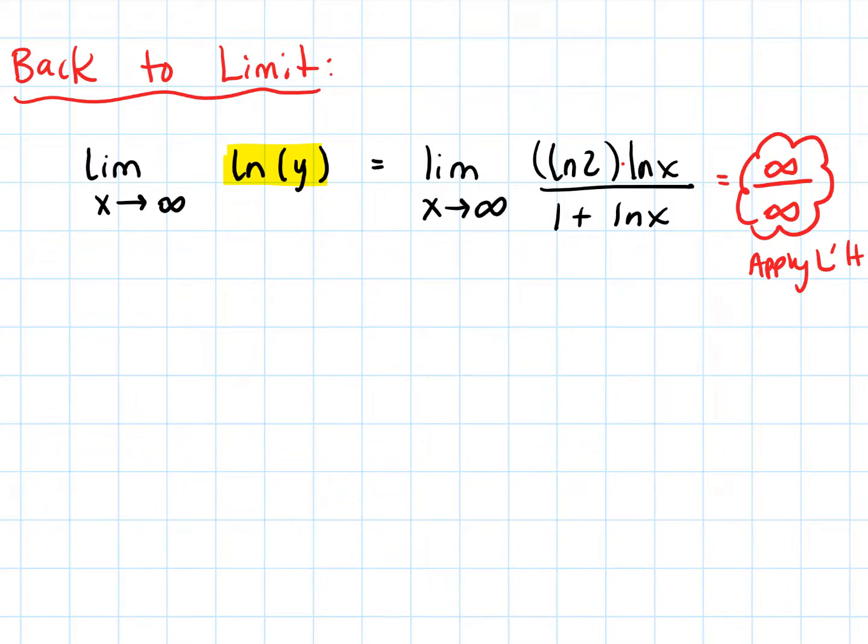So now we're ready. We've got it in the quotient form that we can apply L'Hopital's rule to. It's the correct indeterminate form, infinity over infinity, or 0 over 0, where we can apply L'Hopital's rule. And so we can go ahead and do that.